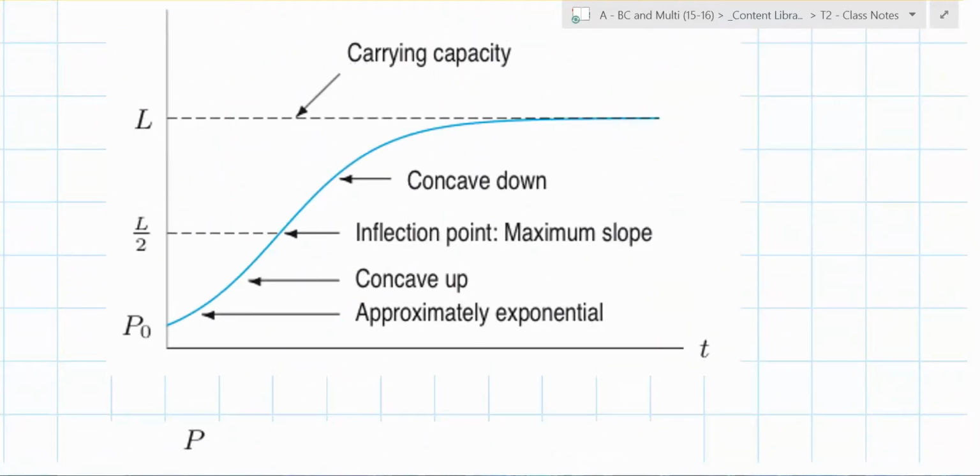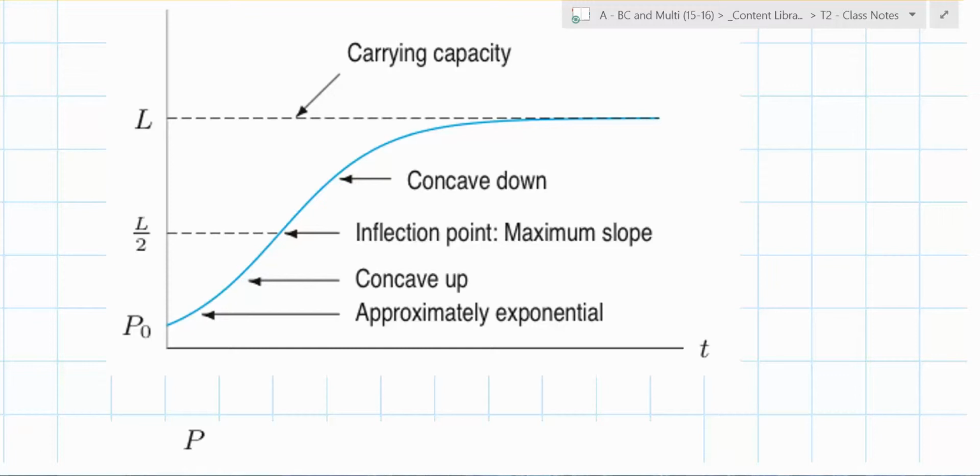So there are some very, very key points here, and these can absolutely be asked about on the BC Calculus exam. They could give you a differential equation and then ask you, what's the carrying capacity? Where's the inflection point? Where is it concave up? Where is it concave down? These are the general pieces that you have to be able to identify. If you have L, the inflection point is always going to be at L over 2. It's going to be concave down above it and concave up below it.